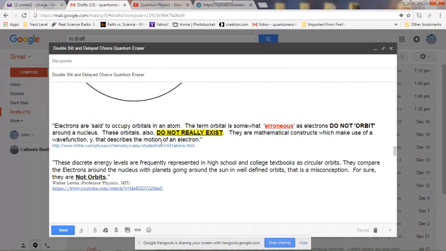From the organic chemistry textbook, this is a university level textbook: Electrons are said to occupy orbitals in an atom. The term orbital is somewhat erroneous, as electrons do not orbit around the nucleus. These orbitals also do not really exist. They're only mathematical constructs.